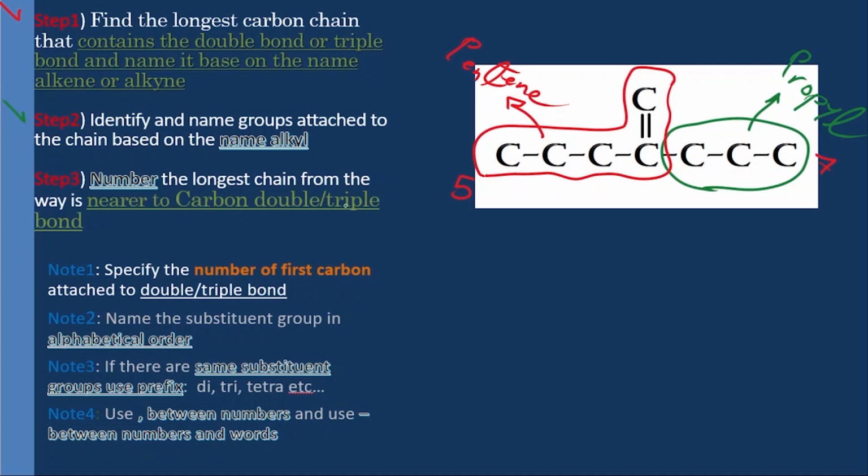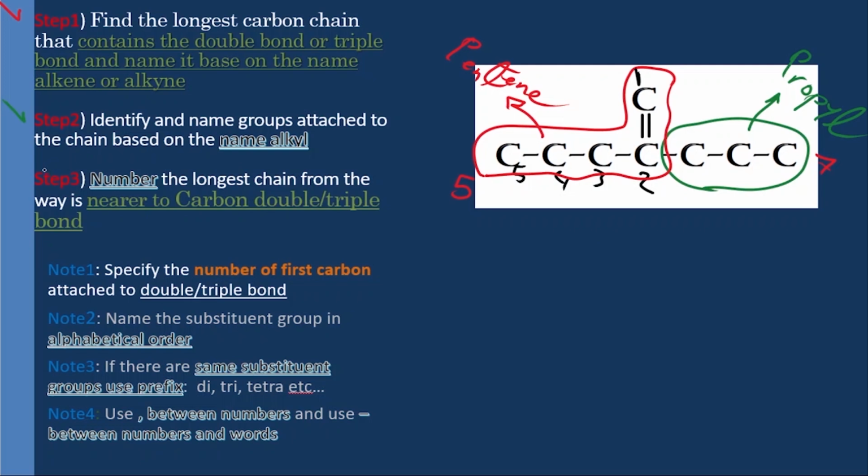In step 3, we have to start numbering from the end that is nearer to the double bond. And it's obvious that if you start numbering from the upper left, it is nearer. So this carbon is number 1, then carbon number 2, 3, 4, and 5.